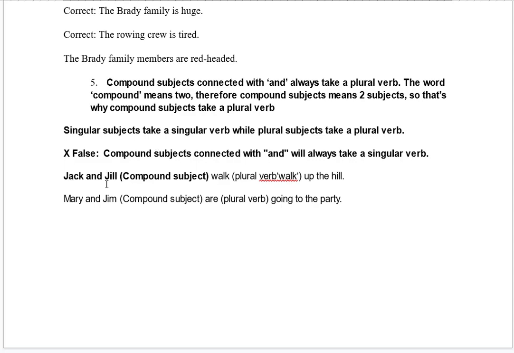So Jack and Jill, that's a compound subject, walk up the hill. So here, Jack and Jill, two subjects, compound subjects, take the plural form of the verb to walk. We walk, they walk. Okay, if you don't quite know, you go: we walk, they walk. We don't say we walks. It doesn't even sound right. So Jack and Jill, compound subject, takes a plural verb. Mary and Jim, compound subject, takes the plural verb are.